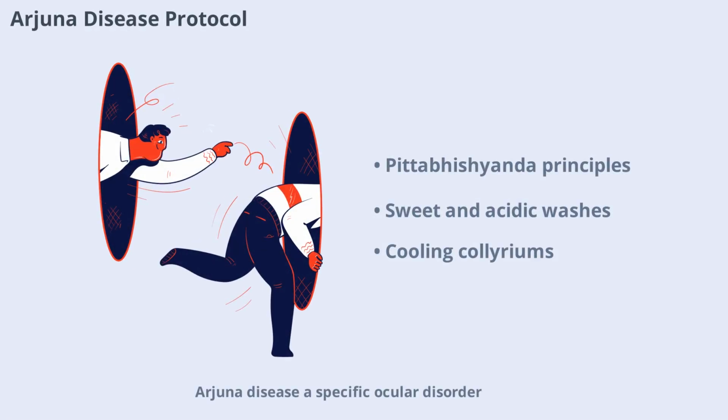Arjuna disease, a specific ocular disorder, is managed using the principles of Pittabhishyanda. Washes and sevas with sugarcane juice, honey, sugar, breast milk, daruharidra, yashtimadhu, and rock salt are recommended. Acidic washes like kanjika or fruit acids are used as eye drops. Collyriums made from crystal, coral, conch shell, and yashtimadhu with honey are also applied, each selected for their cooling and anti-inflammatory effects.